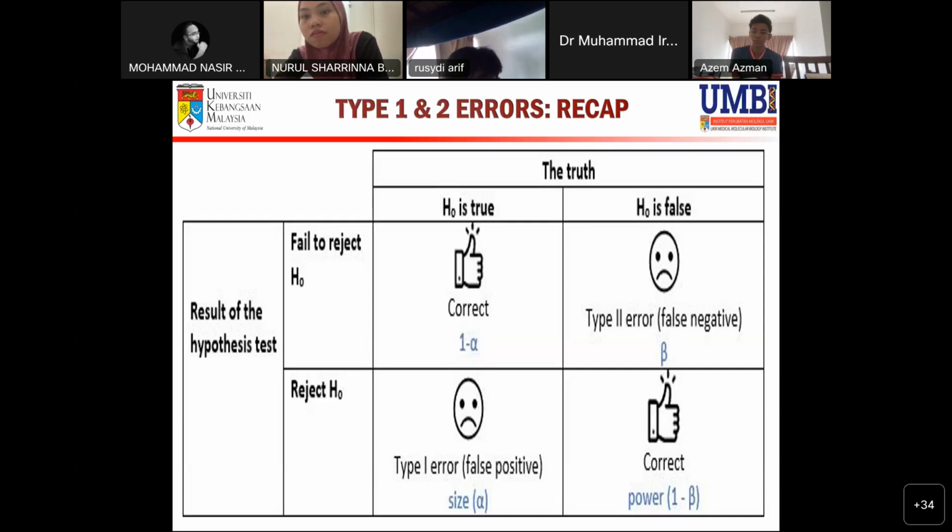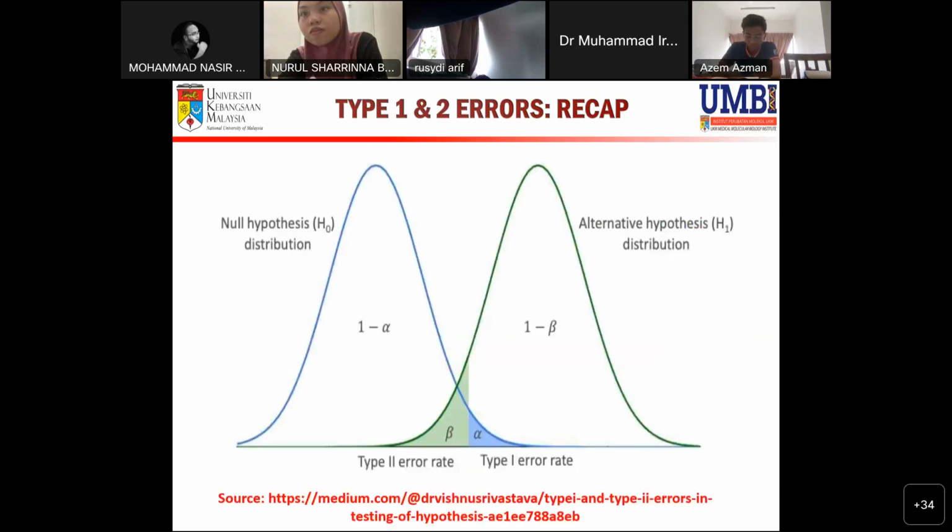But if the result of our hypothesis test is that we reject the null hypothesis, and actually the null hypothesis is false, then we make the correct decision, and this is considered the power of our hypothesis test, which is 1 minus beta. This is our main gist, or our main aim: finding the best critical region where we can optimize, or maximize, the power of our tests.